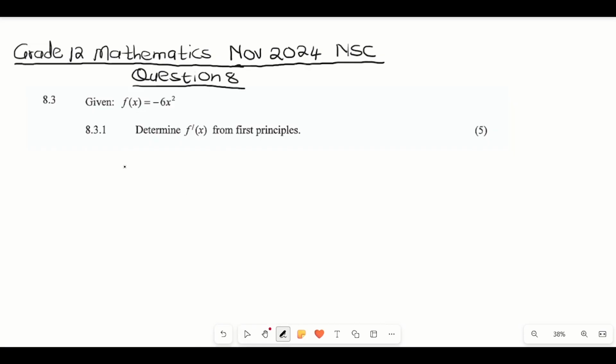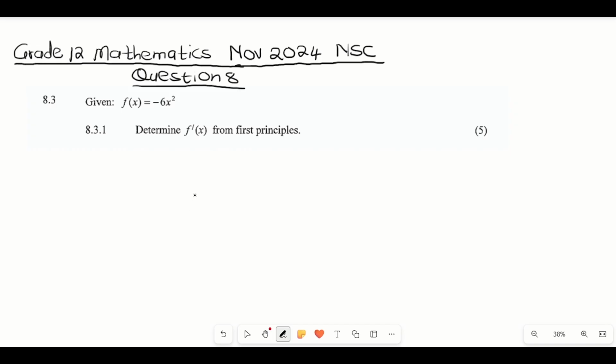In this video, we're gonna look at questions that are asking us to find the derivative of a function using first principles. The first question we're gonna look at is from grade 12 mathematics, November 2024 NSC question 8, specifically 8.3.1, and it reads as follows. Given f of x equals minus 6x squared, determine f prime of x from first principles.